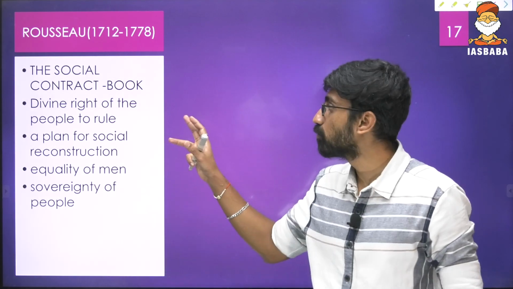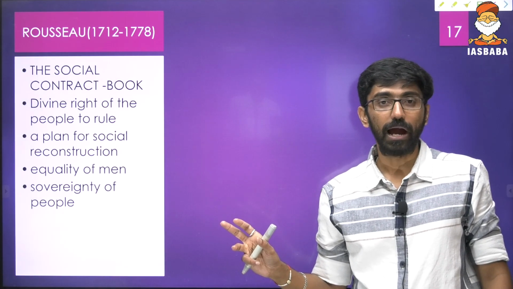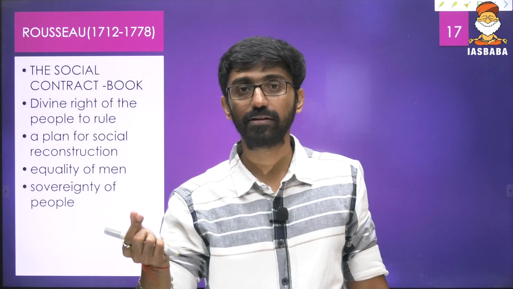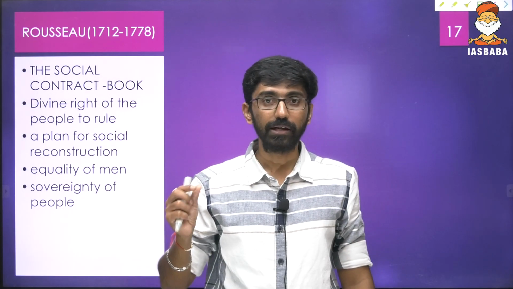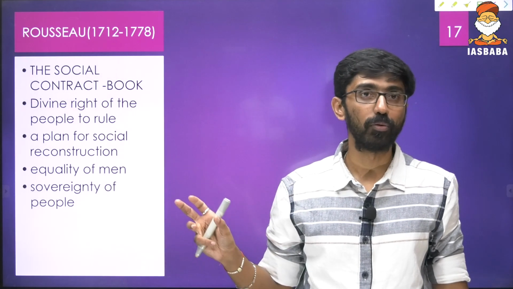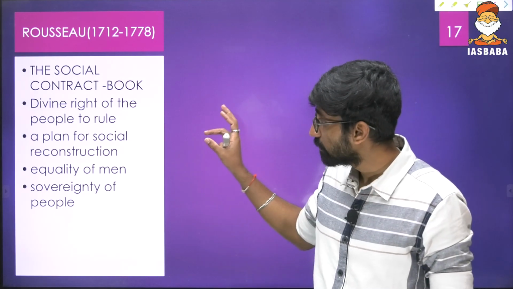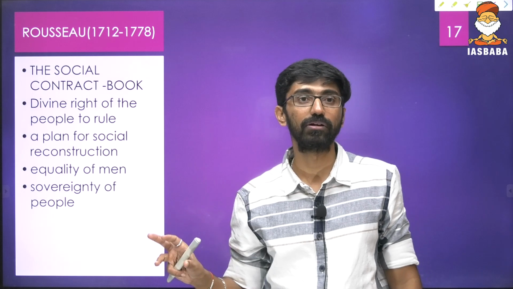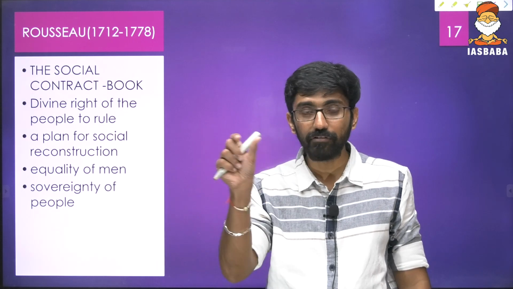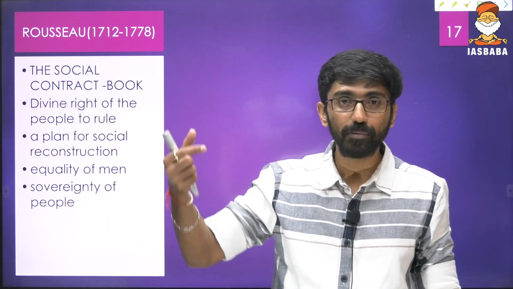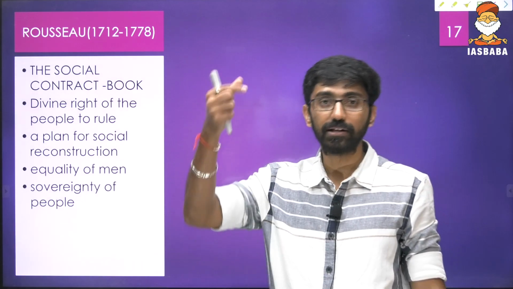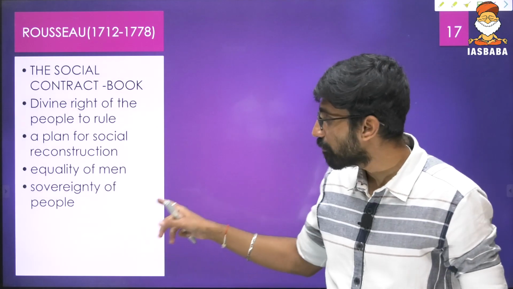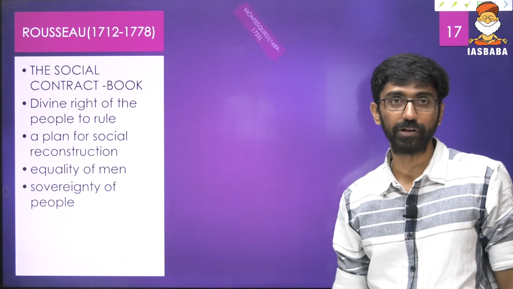He wrote a very famous book, The Social Contract. In this book, he talks about the divine right of people to rule, not the divine right of kings. He directly went against the despotic rule of the Bourbon monarchy. He said that people should be ruling the country, and he gave a plan for social reconstruction on the base of equality. Everybody should be equal. But French society was based upon division, a hierarchical pattern: first estate, second estate, third estate. But he said everybody should be equal, and there should be sovereignty of people, not the kings or queens.